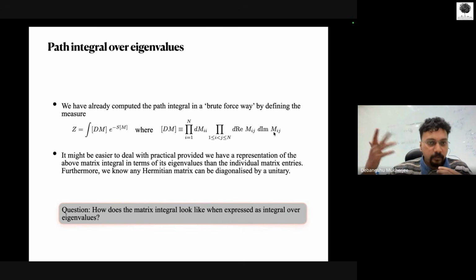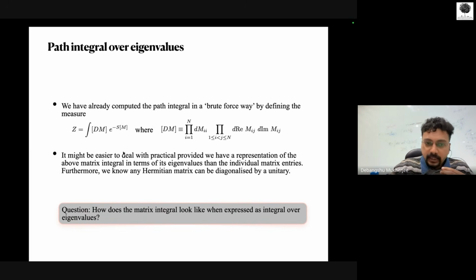And this was a very brute force way. Even within this brute force way, we computed the propagators and things. We in fact got quite a lot of mileage, and we saw that we can actually perform a genus expansion and map it to something like non-critical strings.